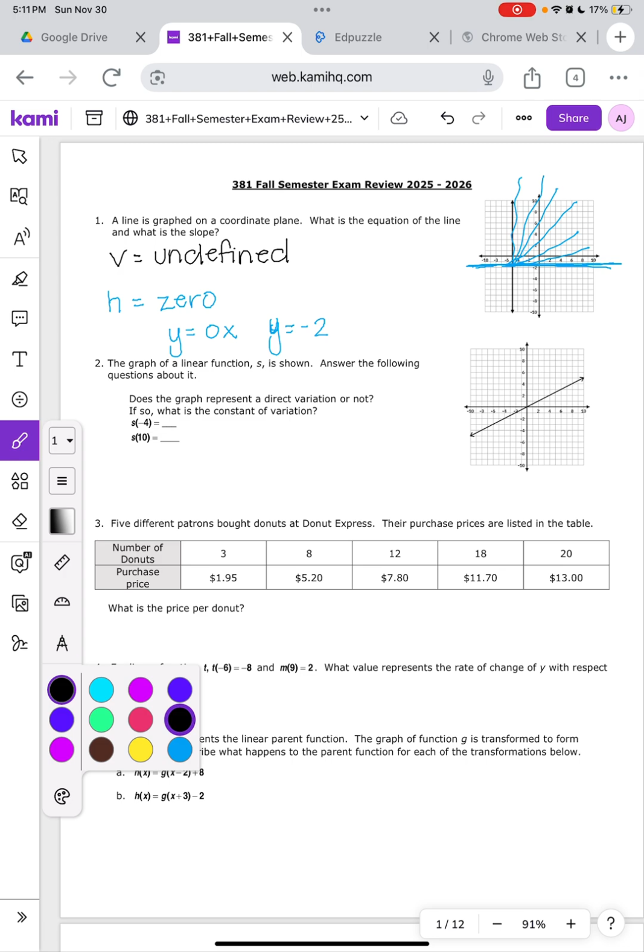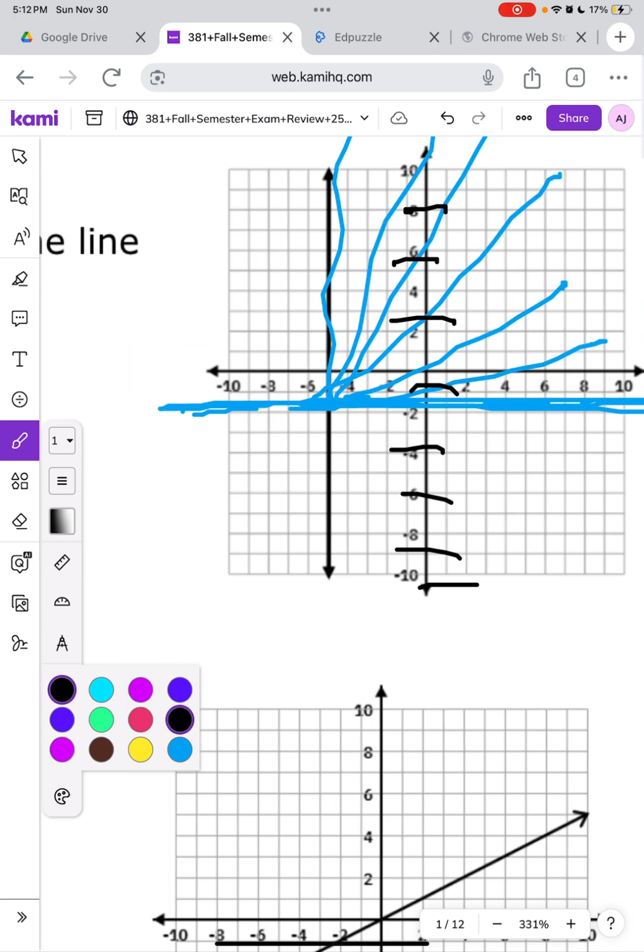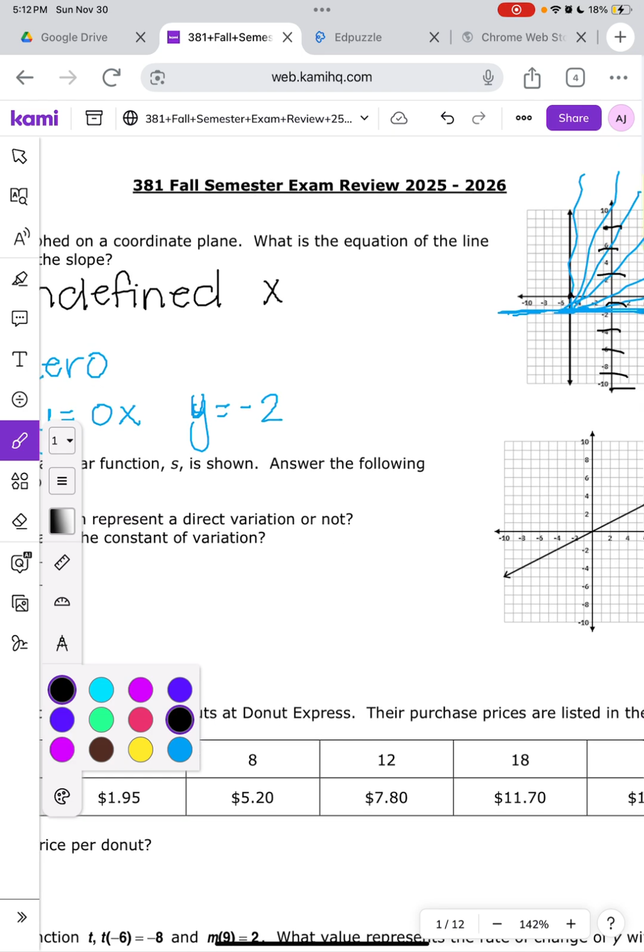For our undefined line, we don't have a y-intercept, okay? And I already told you, slope is undefined. If we don't have a y-intercept, we can't put y equals, because y equals is saying somewhere in our line, it is crossing through the y-axis. This one, however, is not. So we're going to put x equals. And where does our line cross the x-axis? -5. So our equation is x equals -5.